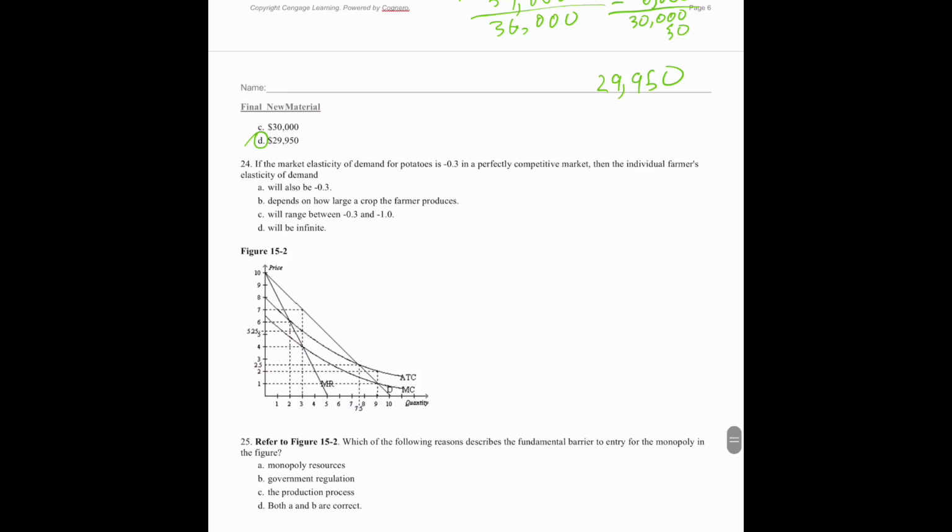24. If the market elasticity of demand in a perfectly competitive market is negative 0.03, then the individual farmer's elasticity of demand is going to be infinite. Remember, in the perfectly competitive market, you can always buy one more or sell one more at the market price, which means that the farmer can always sell one more at the market price. So their individual demand curve is going to be a straight line. And when it looks like an E, it's perfectly elastic.